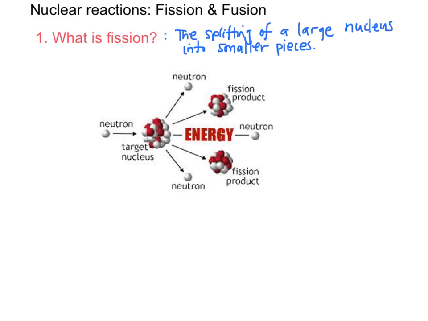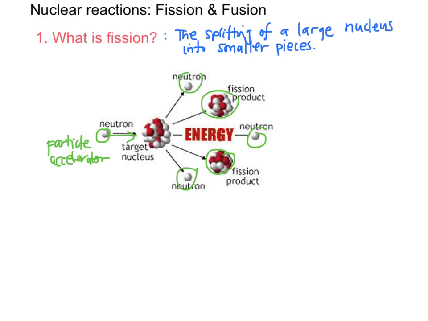A fission reaction is a reaction where you take a large nucleus and you split it into smaller pieces. So if you look at this picture that I have here, we have something called a particle accelerator, and a particle accelerator does exactly what it says. It accelerates something like a neutron, and it shoots that neutron at our target nucleus, the nucleus we want to split. And when it hits that nucleus, it splits it into a whole bunch of pieces.